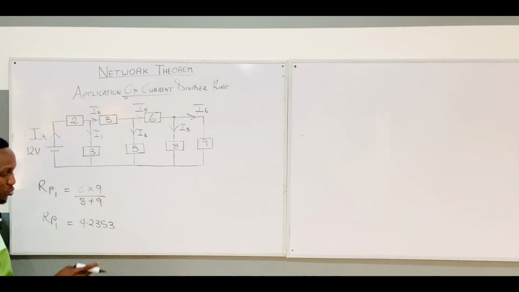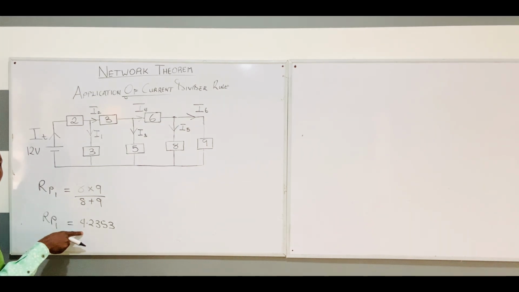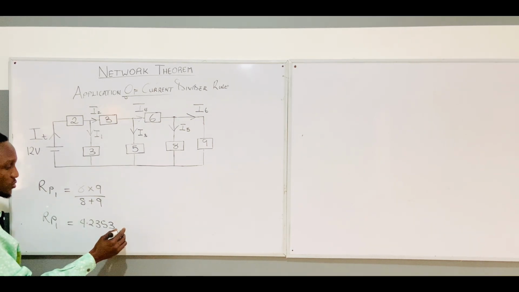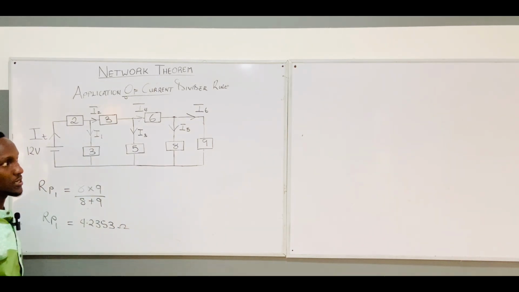4.2353. I want you to write your answer in 4 decimal places since we will be using it again. Okay, I don't want us to miss the values. So write the answer in what? 4 decimal places. So this will give us what? In ohms. So let's redraw the circuit and see what will happen.